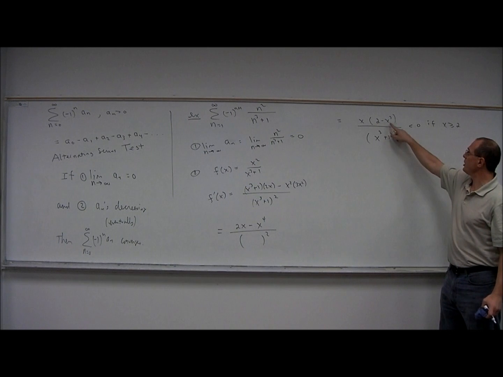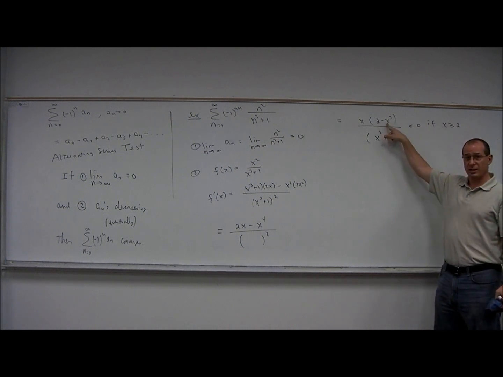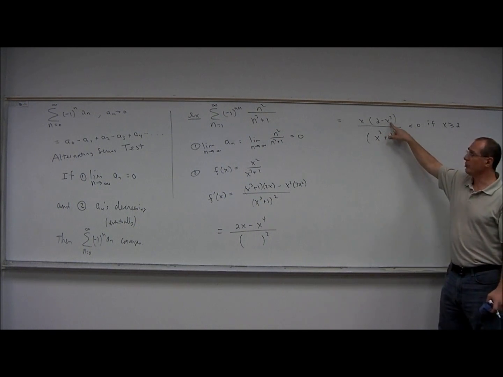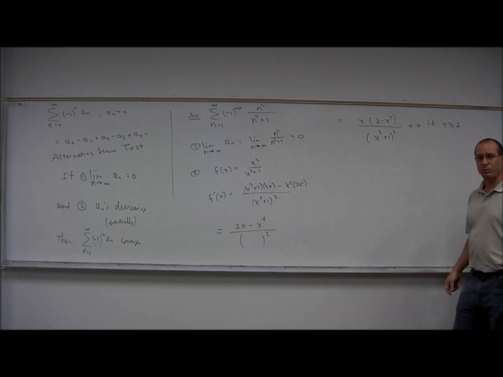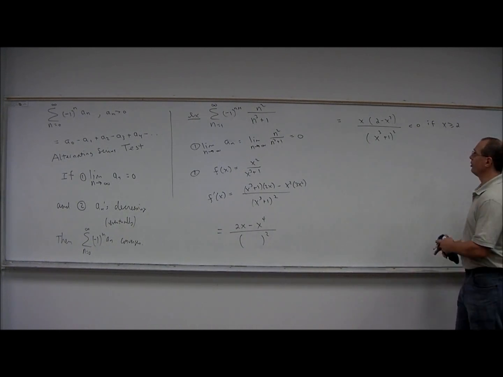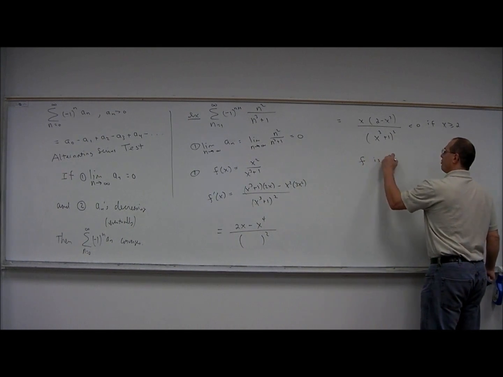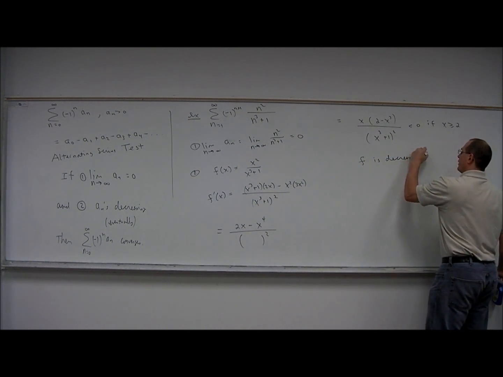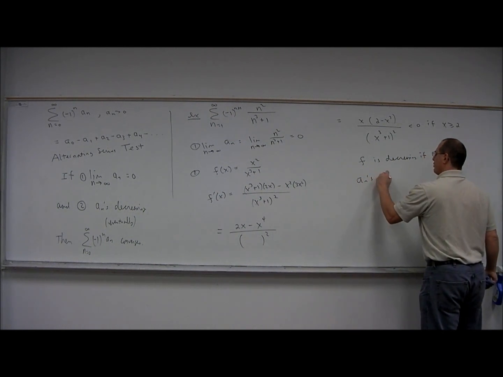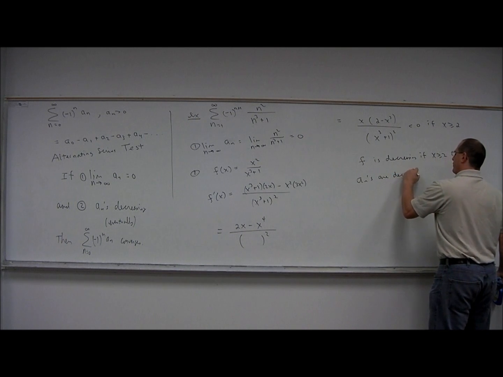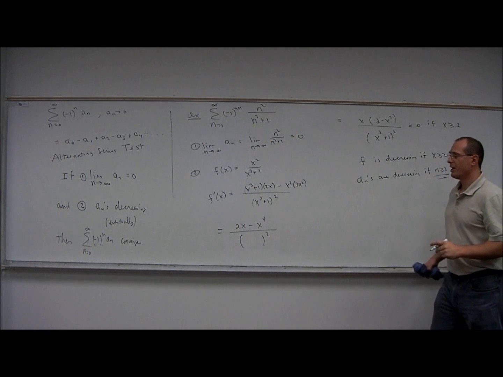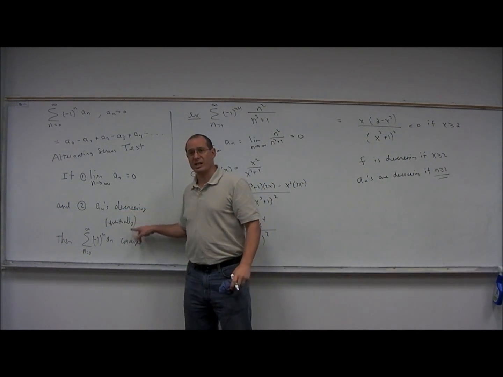And 2 minus x cubed, if x is 2, that's 2 minus 8, that's negative. And if x is bigger than 2, this x cubed only becomes bigger, so 2 minus x cubed will be negative. So this is negative if x is bigger than or equal to 2, which means that f is decreasing if x is bigger than or equal to 2, which means that the a_n are decreasing for n bigger than or equal to 2. So that satisfies our a_n being decreasing eventually.